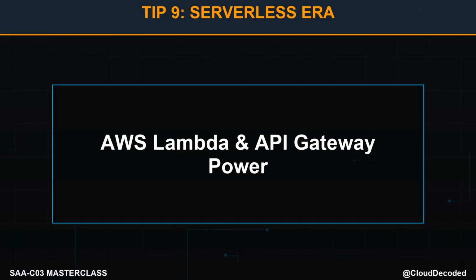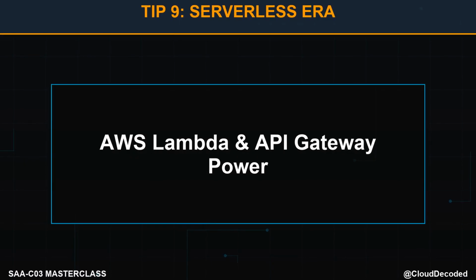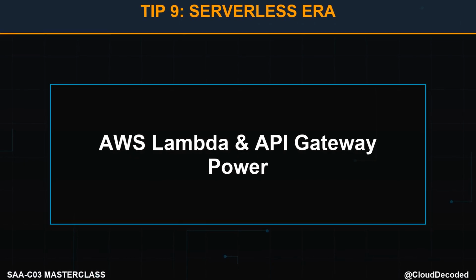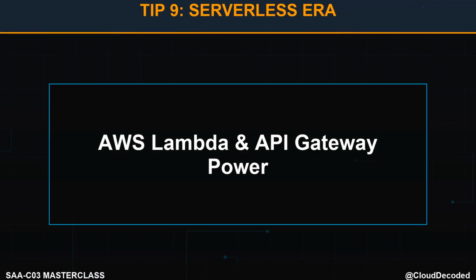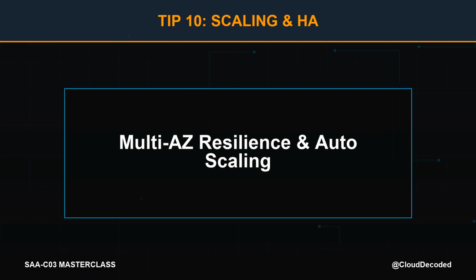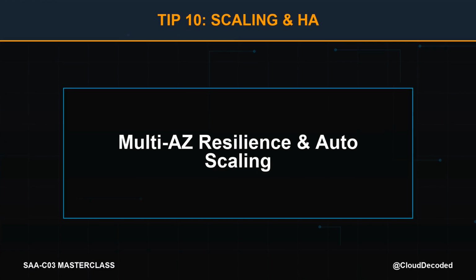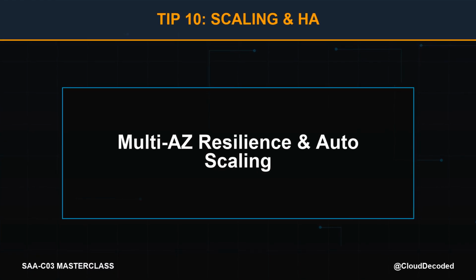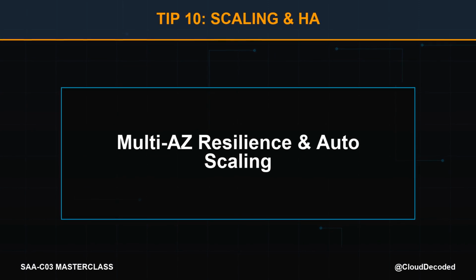If a task takes longer, consider using EC2 or Fargate. Serverless is the ultimate way to achieve cost efficiency and operational excellence. Tip 9. High availability and auto-scaling. Never put all your eggs in one basket.